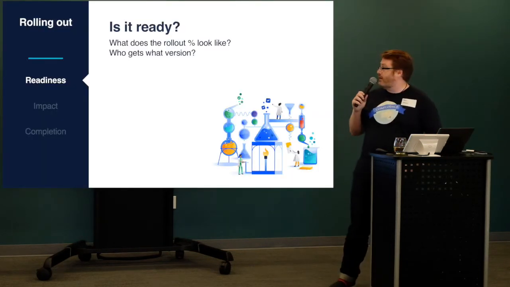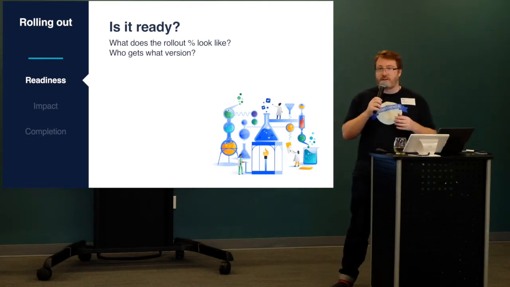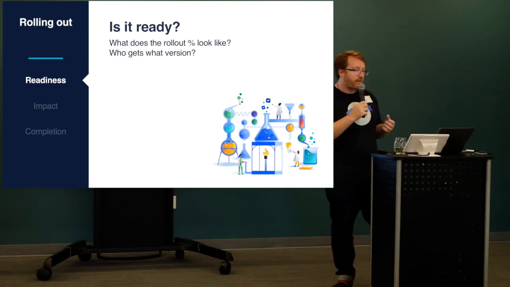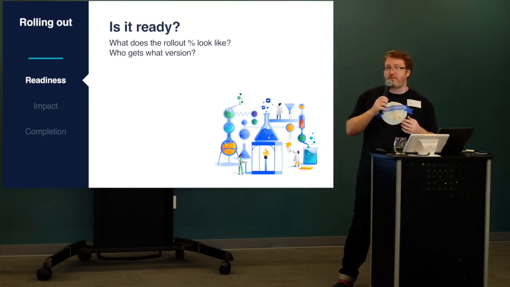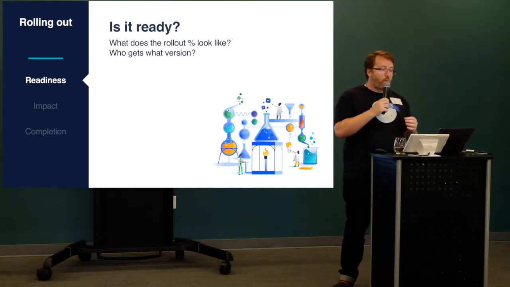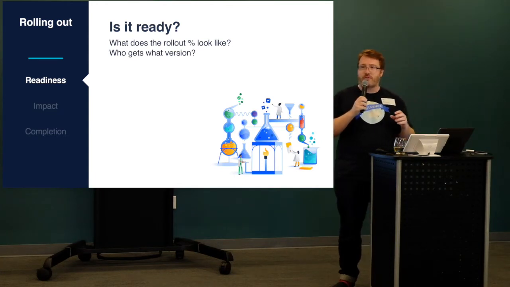So rolling out and testing in production, we had a lot of concerns, but there were 3 main concerns. There was, is it ready in the first place? Is it actually ready for customers to start using? What's the impact going to be like, not just for them, but actually for us? And what does it look like when it's complete? When we say we're done, what does that definition of done actually look like?